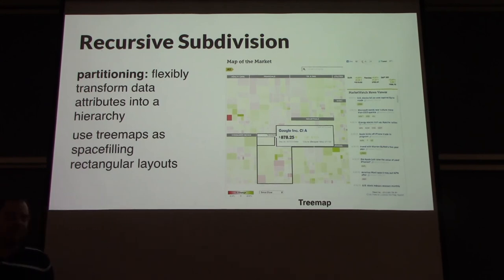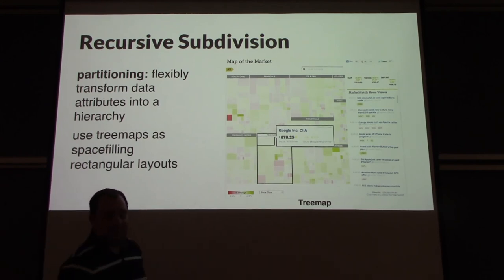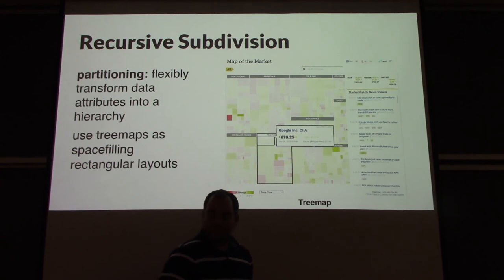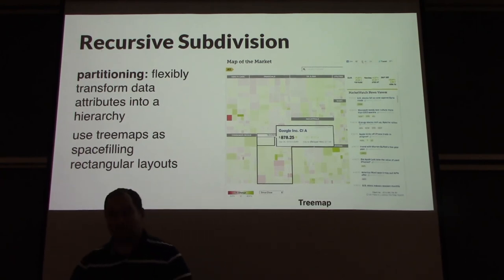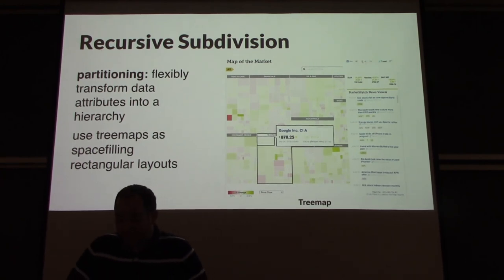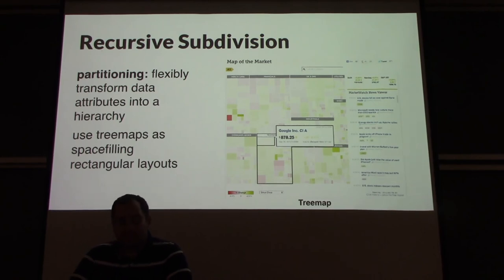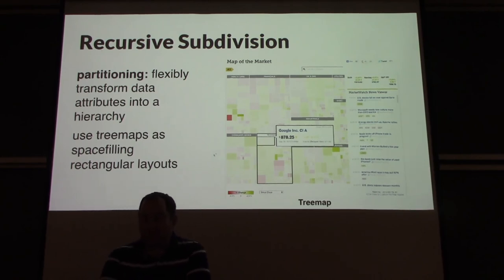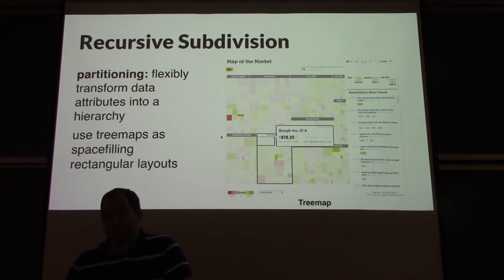And then you can also do recursive subdivision. The partition here is to flexibly transform data attributes into a hierarchy. We could use, for example, tree maps as space-filling rectangular layouts. We've seen these tree maps in the lecture on layouts last Tuesday.